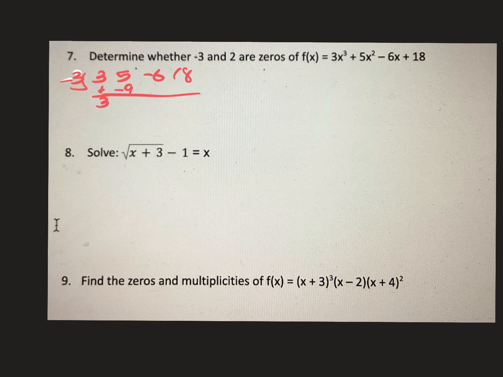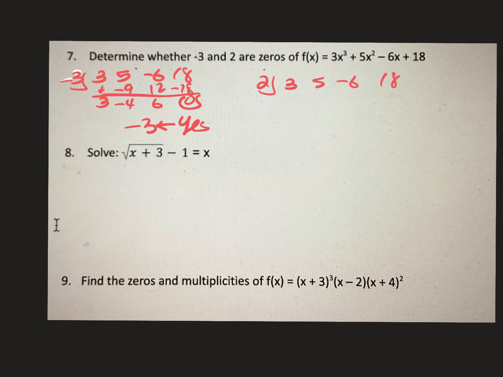Multiply, it's negative 9. Add, multiply, add, multiply. Look what I got. So negative 3 is a 0 for sure. So I'm going to put negative 3. Yes, that is 0. Let's try the 2 also. They both could be. You never know.